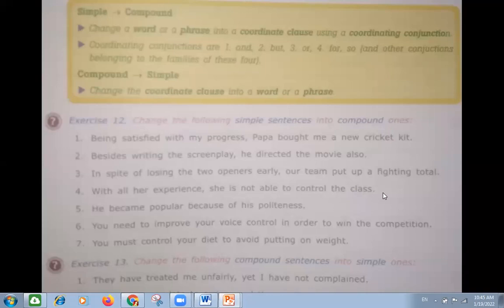He not only write the screenplay but directed the movie also. Not only wrote. You will write there "wrote" because the sentence is in the past tense. He directed the movie also. That means the sentence will go in the past. Ishmeet, your sentence is correct, but write there "wrote" and repeat the sentence. Okay, sir. Repeat, Ishmeet. He not only wrote the screenplay but directed the movie also. Absolutely correct. Very good. Bravo to you.